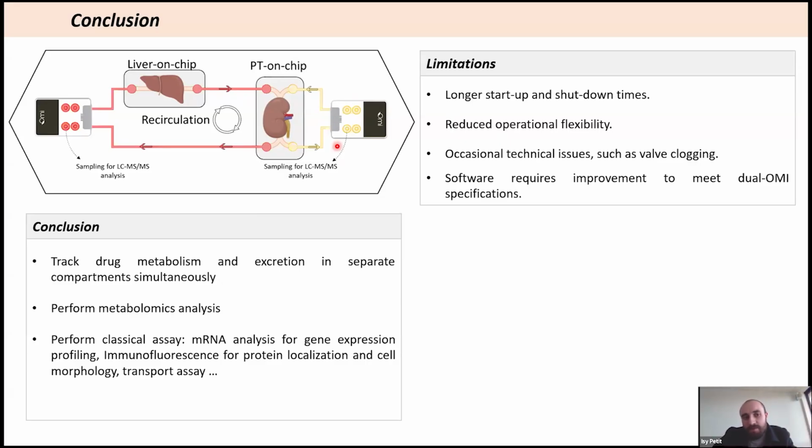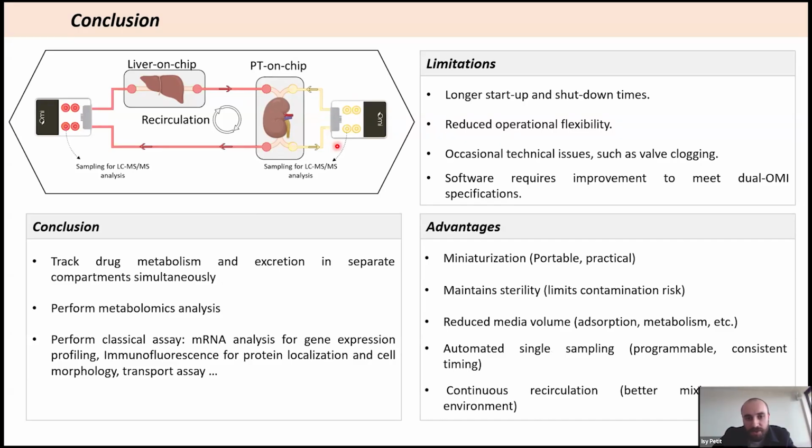But it also comes with much higher advantages. The first one is the miniaturization. So it's portable, practical. We can put that under the safety cabinet, microscope. So that's really great. There is also the reduced media volume. That's really important for us. The automated single sampling. So we can program automated sampling, which means that we can access data points during the night. There is also this continuous recirculation. So globally, if everything goes well, you just launch your experiment and it works perfectly. So that was really great.